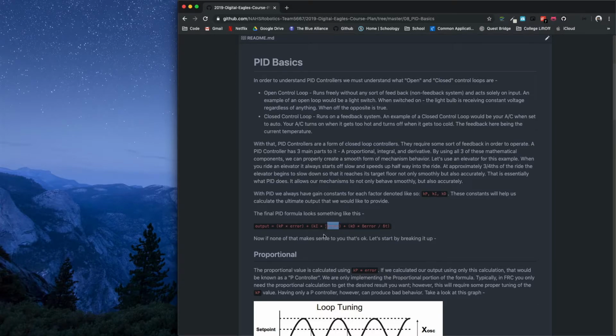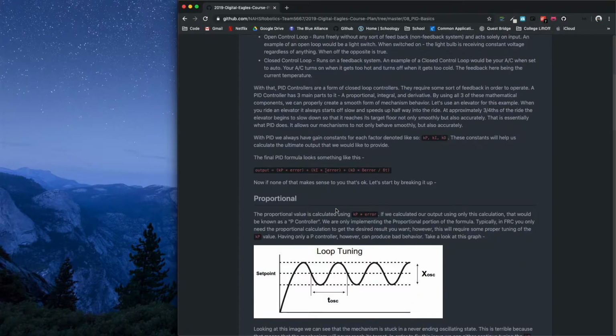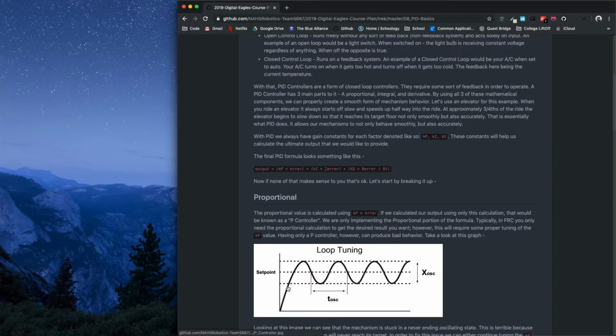And then here we have the integral. So this is just the error added up over time. If you don't know what the integral of a curve is, essentially it's the area under a curve. So if we took a look at this curve, for example, and we said the set point was the x-axis, right? The integral of this part right here would be this area right here.